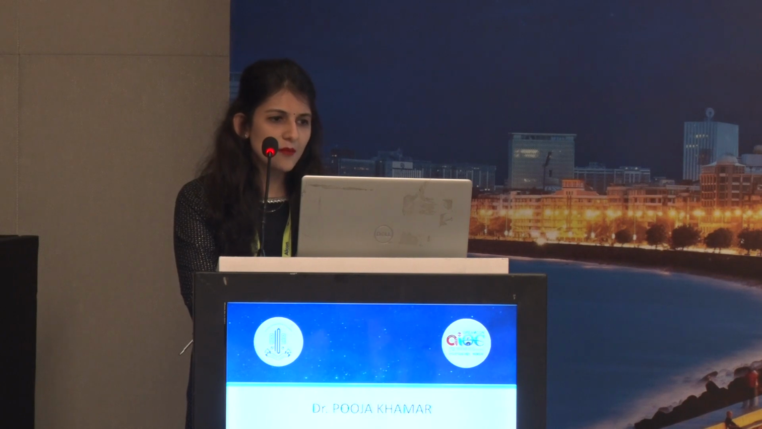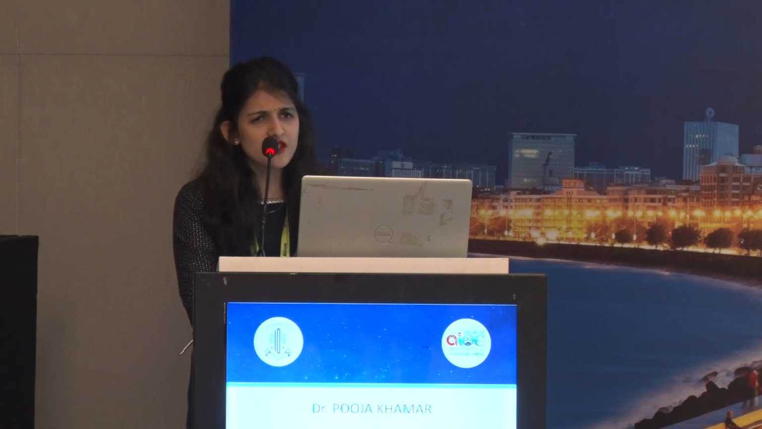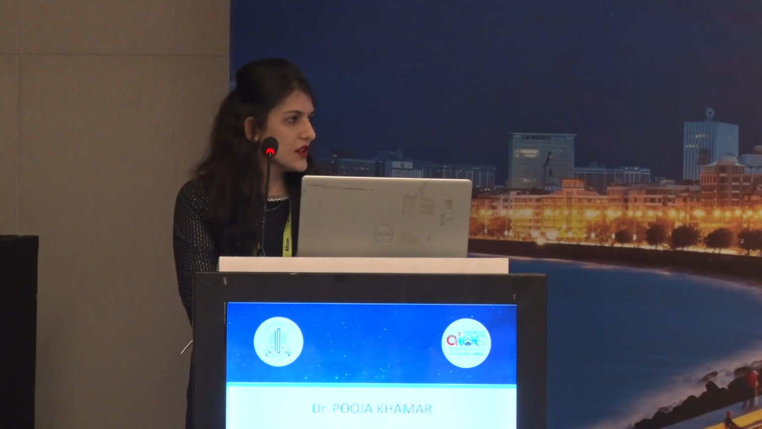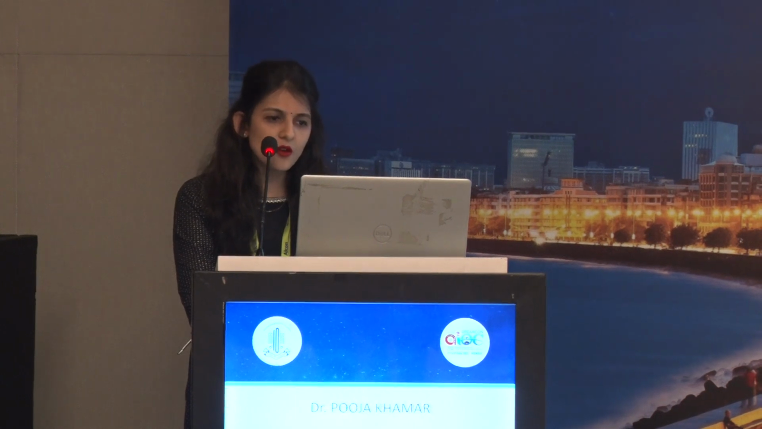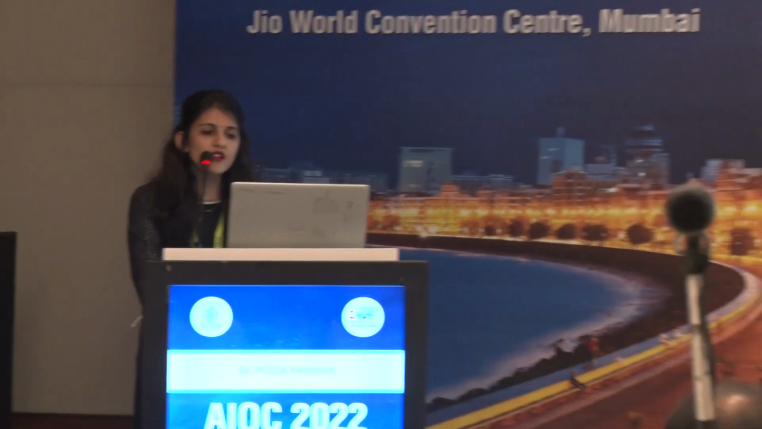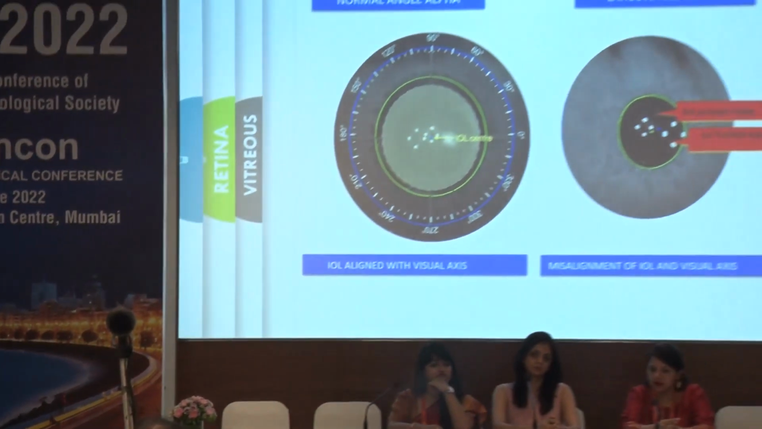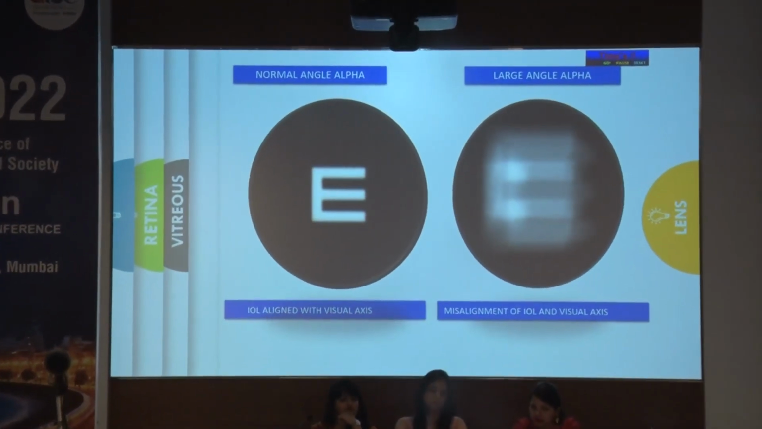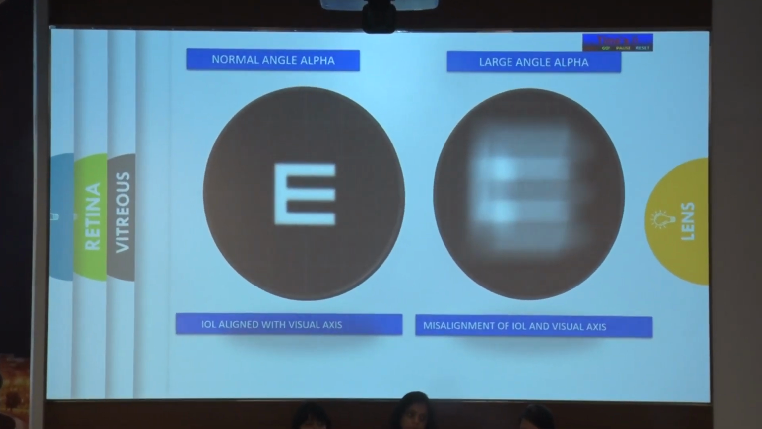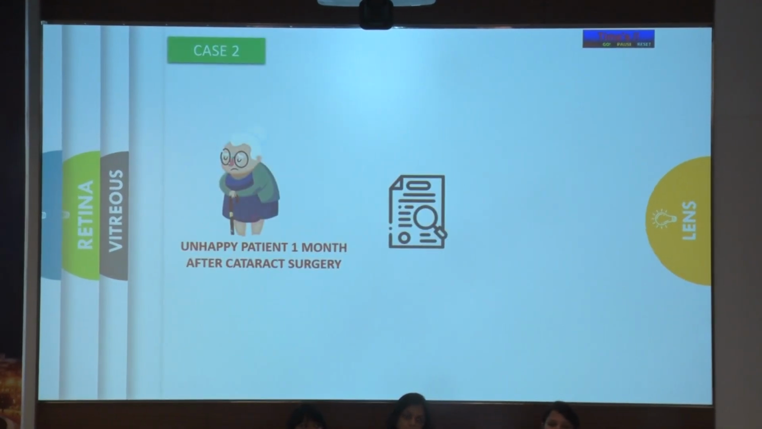This was a case example of a 70-year-old gentleman who presented 1 month after cataract surgery, having a best corrected visual acuity of 6/6, but he was unhappy. So he had a large angle alpha when we did the eye trace. And so if it is a normal angle alpha and the IOL is centered, when the IOL is aligned with the visual axis, the quality of vision is going to be better as compared to when it is misaligned.